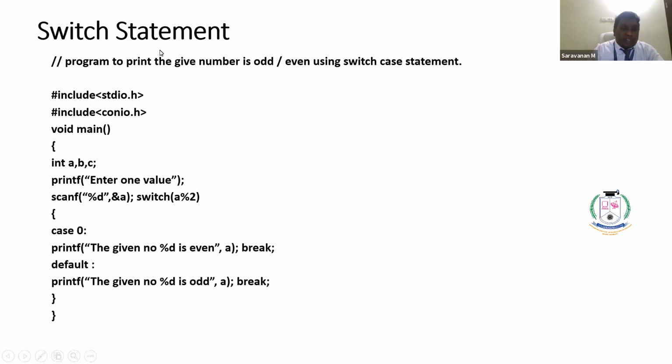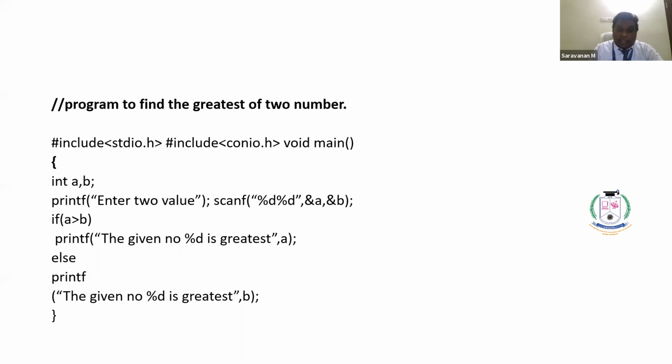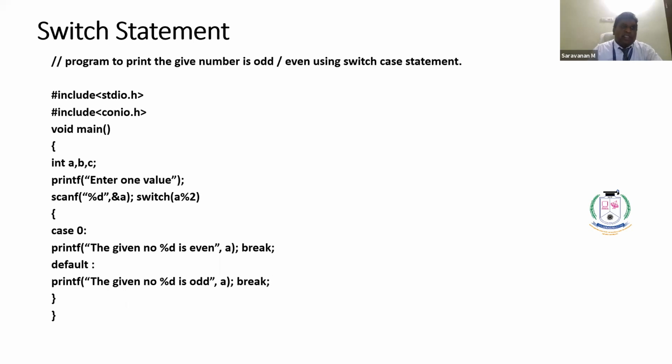Now next is the switch statement. Before that, there are multiple ifs. For example, there is the if ladder. If you check the same thing for the greatest of three numbers, it is called the if else ladder. Okay. Next is the switch statement. The program to print odd or even. Why I'm taking this switch is that the switch is the simplest thing.